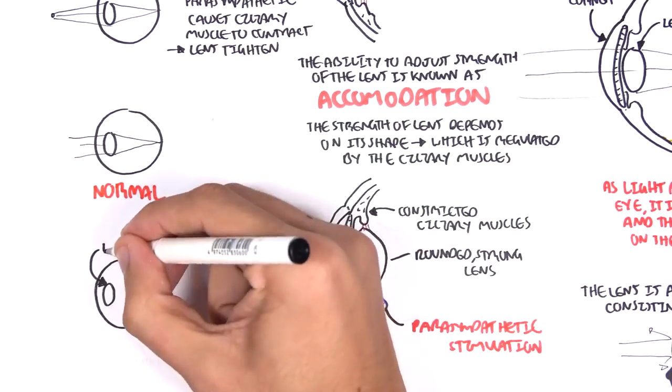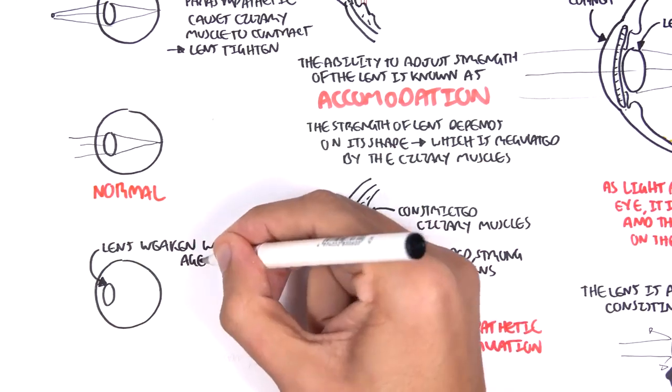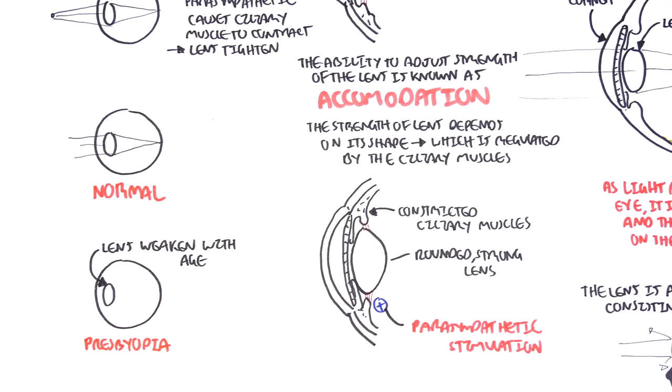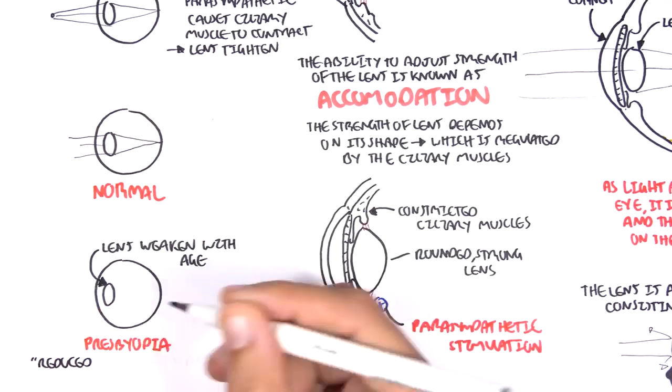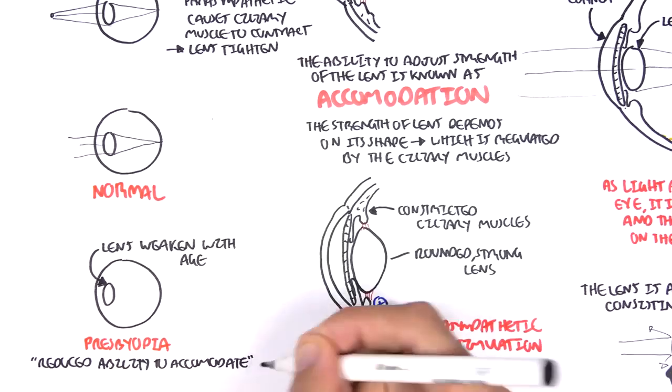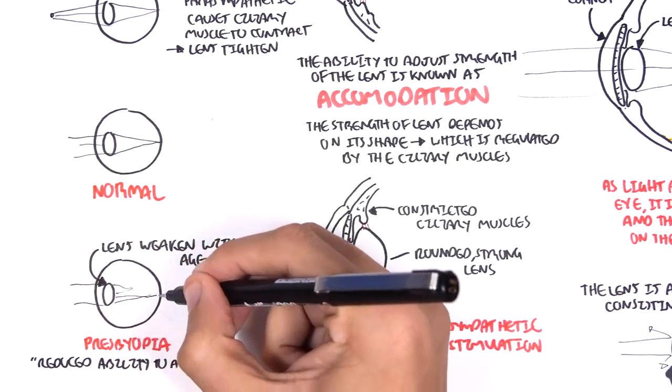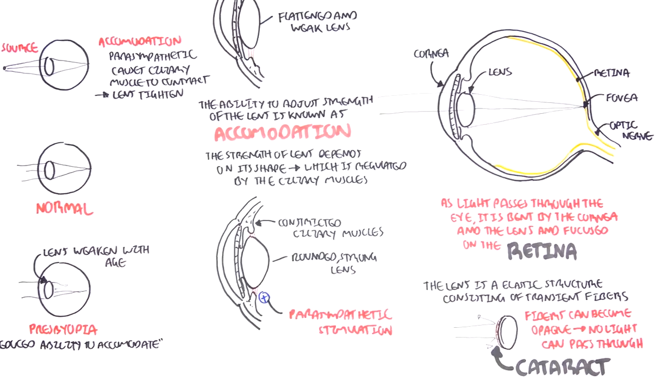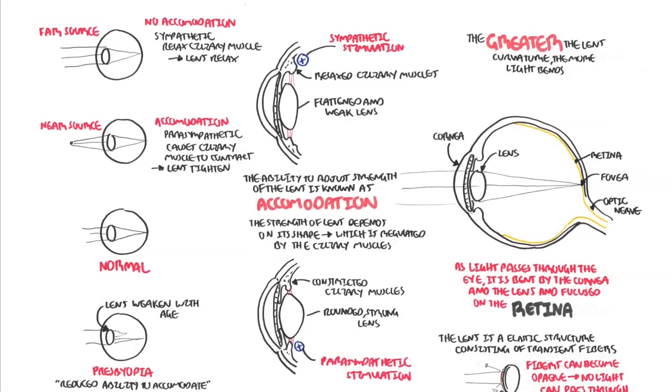There is a condition, however, where the lens changes with age. This is known as presbyopia, and this results in a reduced ability to accommodate. Thus, light is refracted everywhere and doesn't really hit the retina, and so vision becomes blurry.